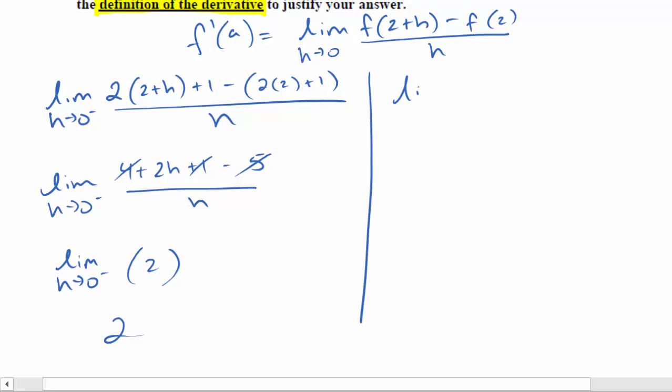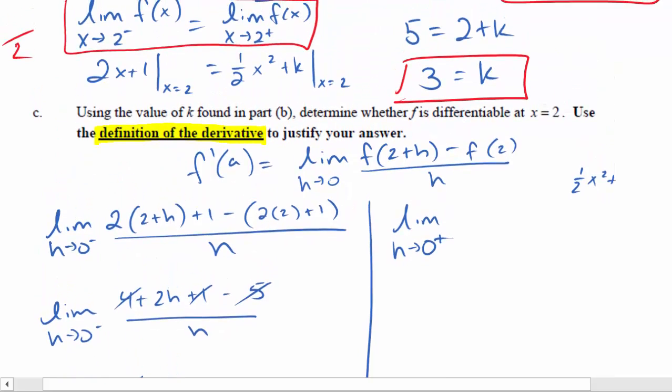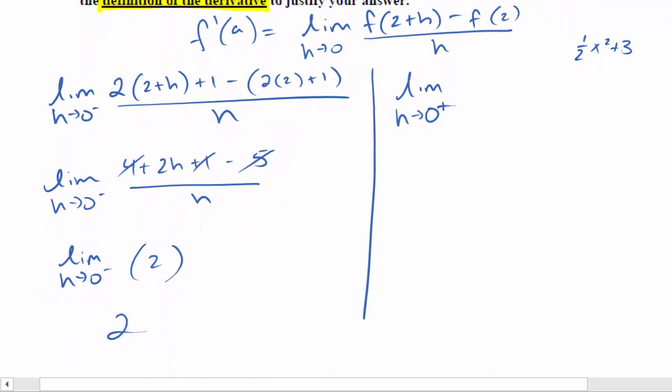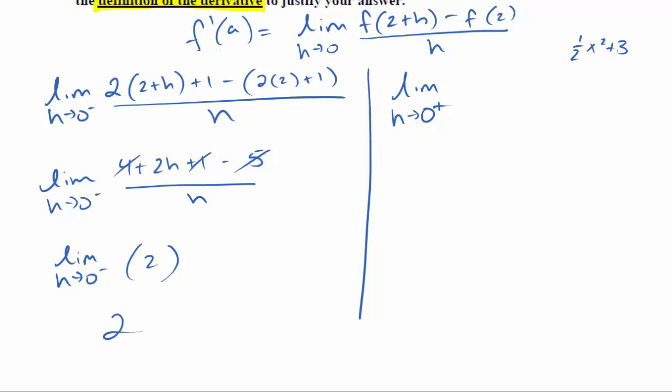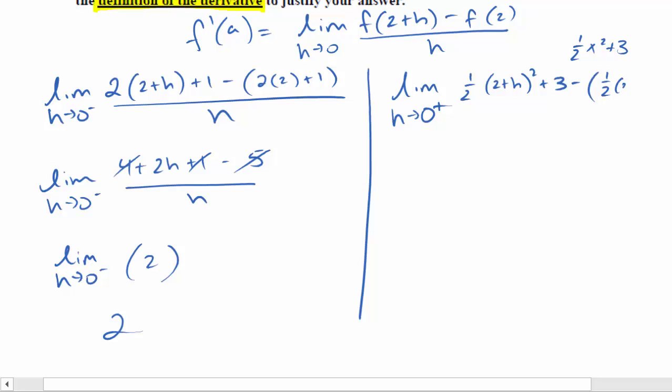So now for the right-hand side, the limit of the function as h approaches 0, now it's going to be from the right-hand. Well, the function was 1/2 x squared plus k, and the value of k was 3. So we will say 1/2 of (2 + h) squared + 3 minus, and we want to use parentheses because we can't forget to subtract, (1/2 of 2 squared + 3), all over h. We have to FOIL the (2 + h) squared.